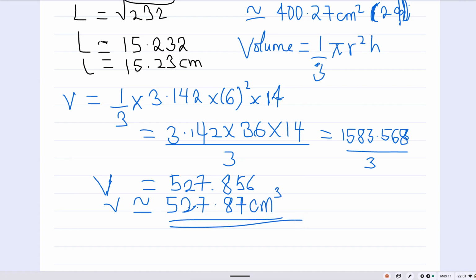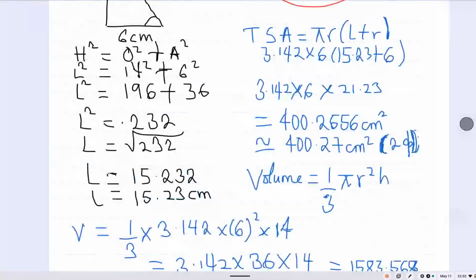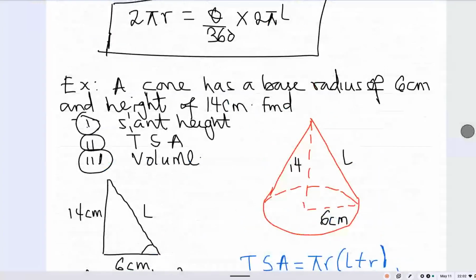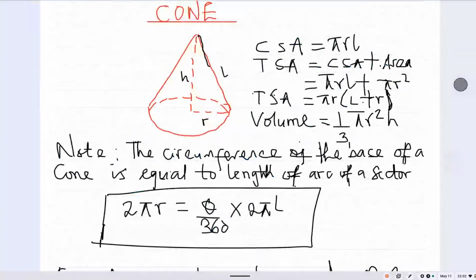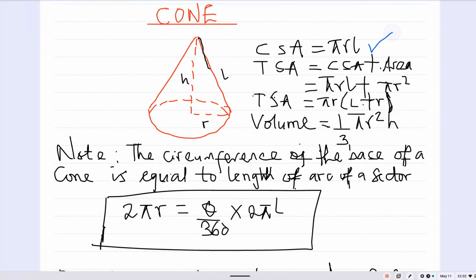Are you seeing that now? So that is the answer for our question. Do you understand that now? So that is how we'll get that. All right. So now, I've told you everything that you need to know under the cone. Don't forget, these are the formulas that you need. This is for the curved surface area, this is the total surface area, and this is the volume.